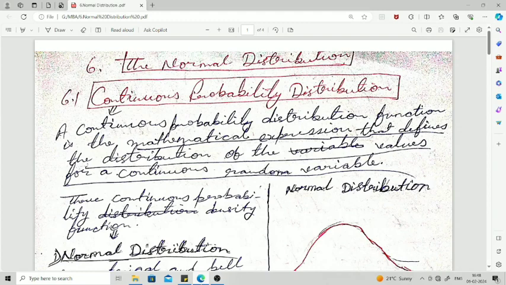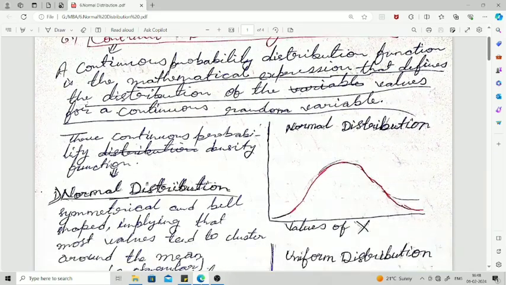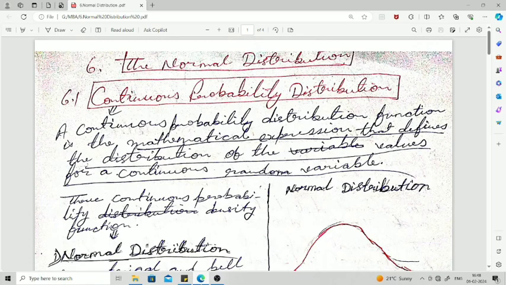Okay, in this session, I will explain about normal distribution. Normal distribution is very important in business statistics, and that's why in this session I will cover normal distribution. Okay, so let's start.